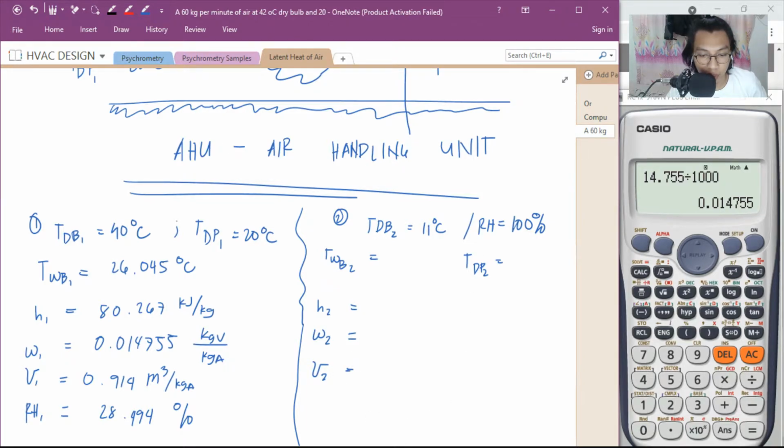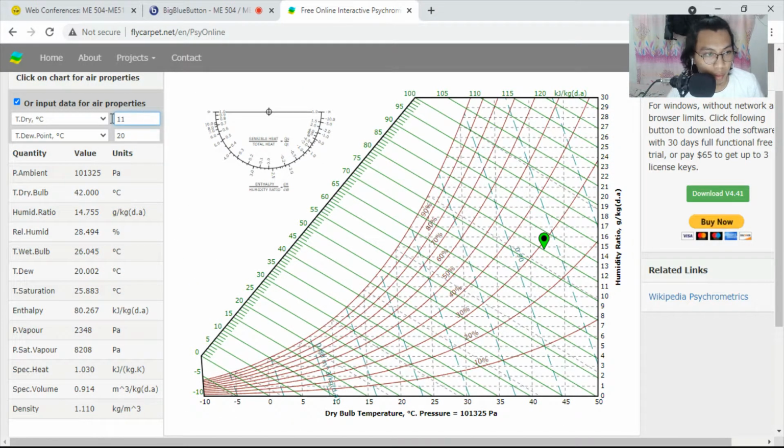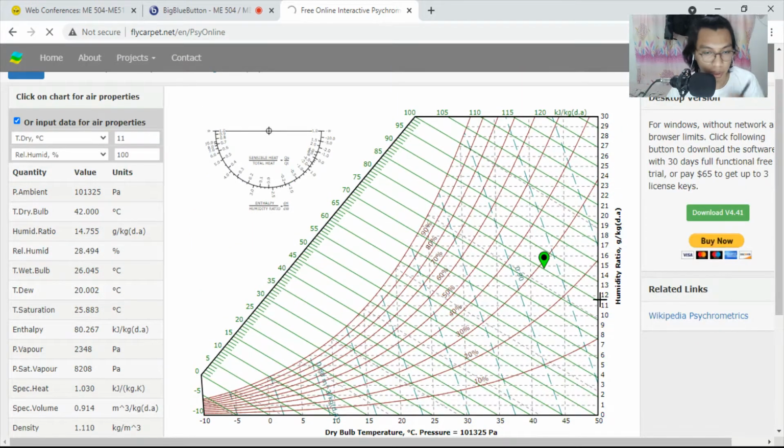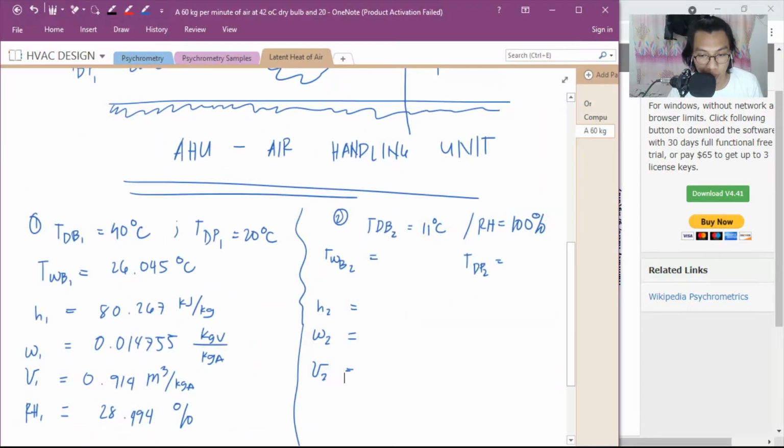So, press the app again. Input again: 11. Then relative humidity, 100. Then submit. It will plot again. Okay. So, the humidity ratio, H first. The enthalpy. Where's the enthalpy? 31.727 kilojoule per kilogram. How about the wet bulb and the dew point?